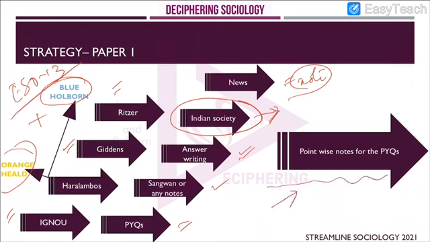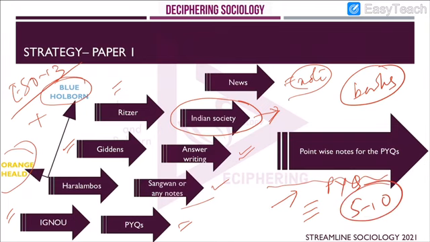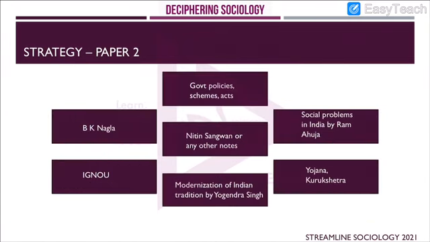And finally, you will be opting for a point-wise note-making approach for the PYQs. What does this mean? It means you will not make notes for books. You will not take a particular book and start jotting down everything. No. After going through all these stages, finally you will take out your PYQs and start noting down points for each question. You should have at least 5 to 10 points for each question.